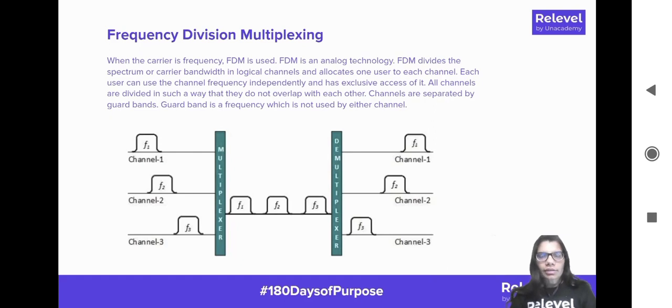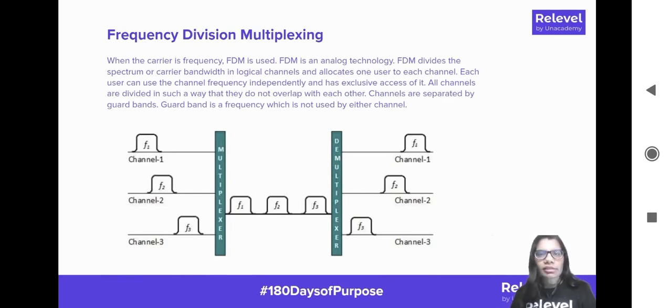When the carrier is shared, frequency division multiplexing is used, which we also call FDM. FDM is an analog technology. FDM divides the spectrum or carrier bandwidth into logical channels and allocates one user to each channel. Each user can use the channel frequency independently and has exclusive access to it.